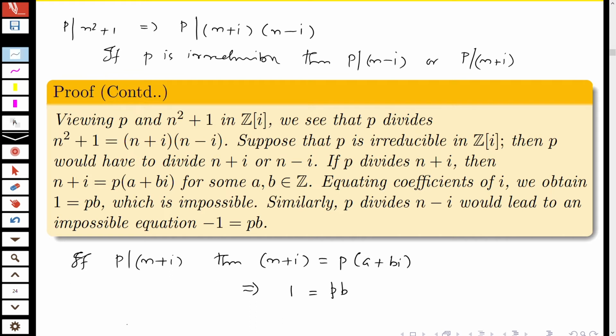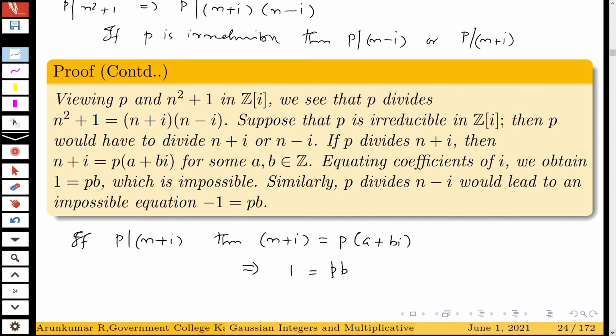Similarly, if p divides n minus i, then n minus i is equal to p times some a plus bi. So this implies minus 1 is equal to pb, which is also not possible since p is an odd prime. Therefore, p cannot be irreducible.